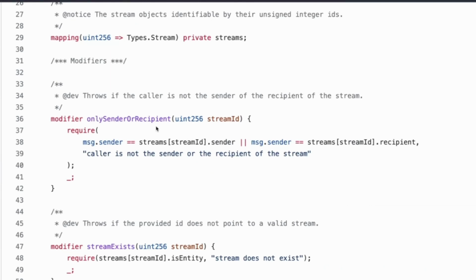Modifier onlySenderOrRecipient. Cool. So that's basically only, yeah. It's cool that it just covers both. Because I would have done onlySender and then onlyRecipient for other things. But I guess it makes sense to do both.